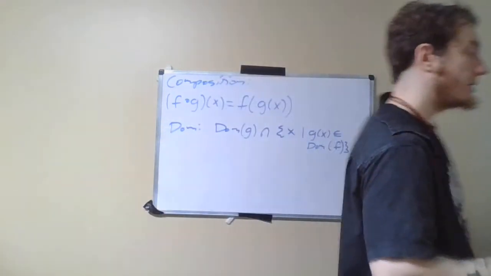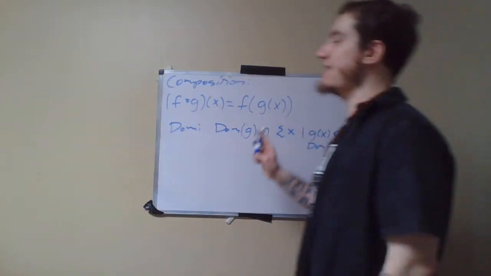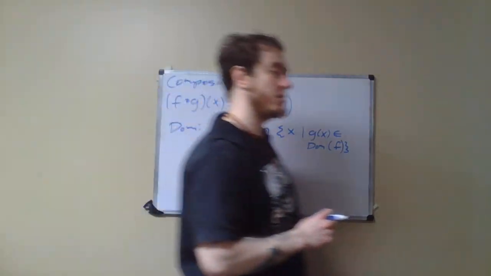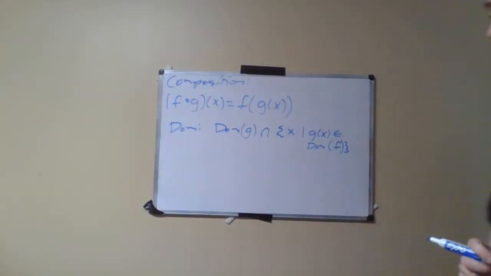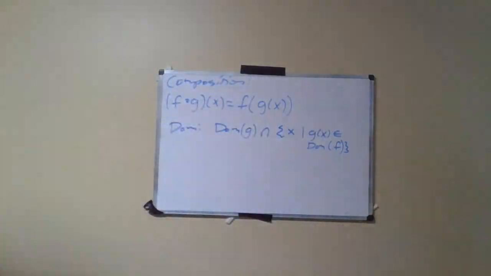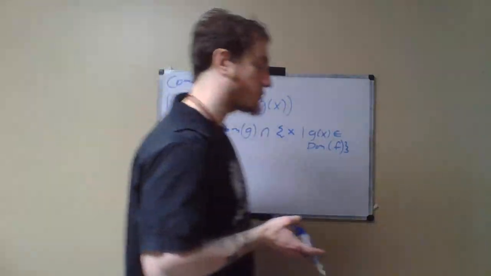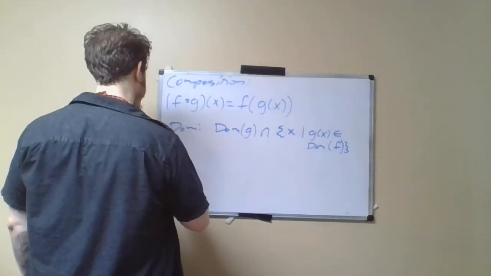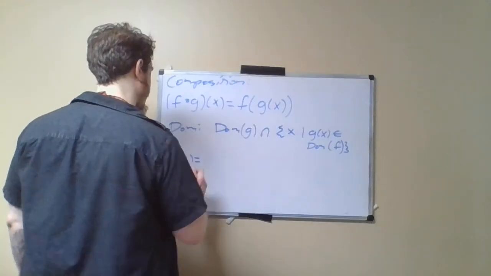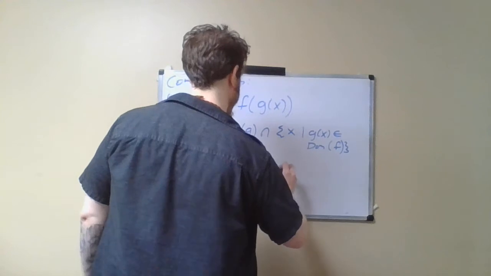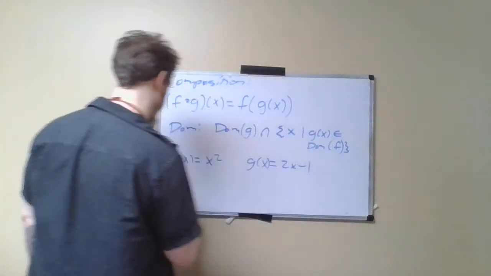Yeah, and that's it. So the point is g of x has to be defined and f evaluated at g of x has to be defined as well. Otherwise, this composition cannot be well defined. So let's just run through some examples of that sort of thing and see what I mean. Let's suppose, first as an example, that f of x is equal to x squared and g of x is equal to 2x minus 1.